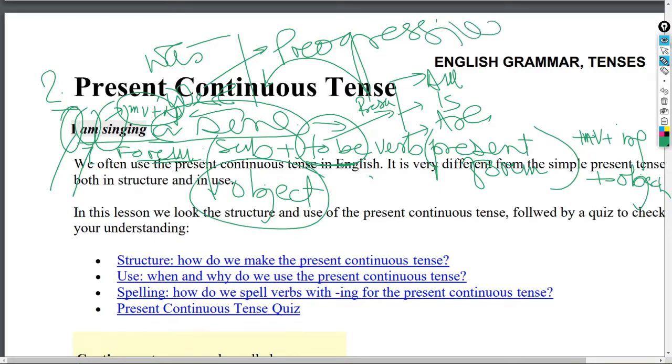Progressive. In this present continuous or present progressive sentence, what is needed is the verb will take the ing form, and before that the to be form will be there. That is the format. Okay, you will have to remember that. Now let us proceed.